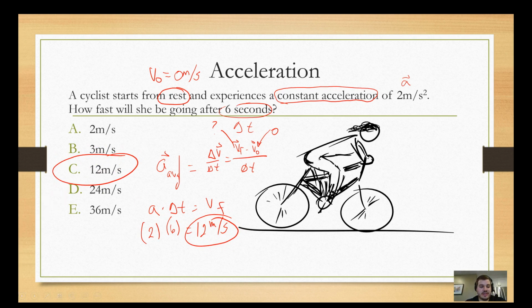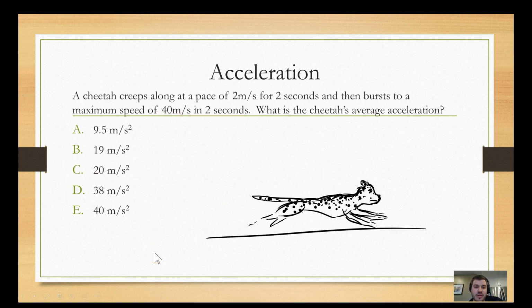All right, let's take a look at the next one. A cheetah creeps along at a pace of 2 meters per second for 2 seconds and then bursts to a maximum speed of 40 meters per second in 2 seconds. What is the cheetah's average acceleration?